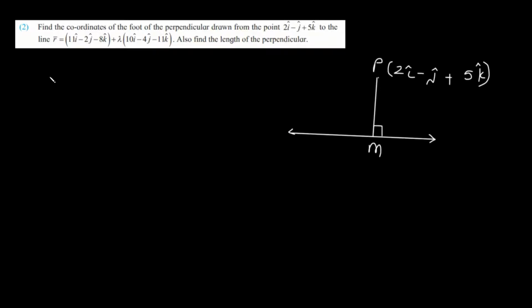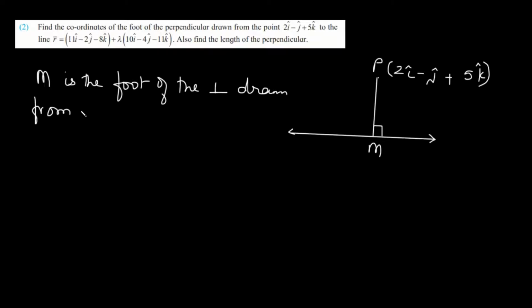So M is the foot of the perpendicular drawn from P having this position vector to the line having the given equation.